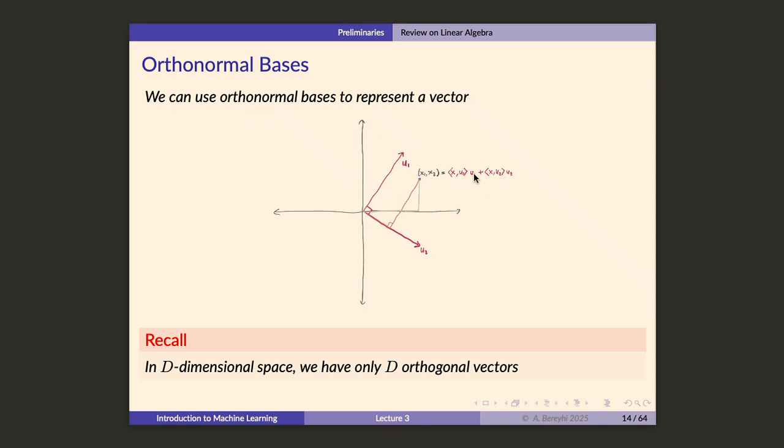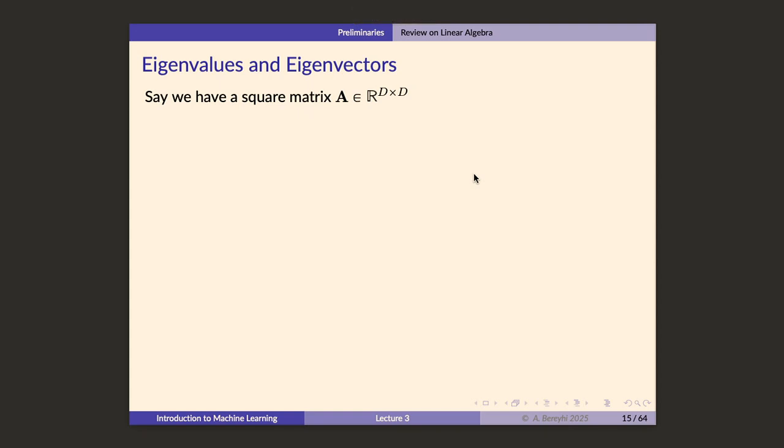Just one recall: for one-dimensional, it doesn't make that much sense. For the two-dimensional case, you do know that we always have two vectors that are orthogonal. If I fix one, the other one is clear, right? And then if you think of d-dimensional, it's always d vectors which are orthogonal to each other, right? You cannot have more than that, obviously. Okay? So that's about the orthonormal base.